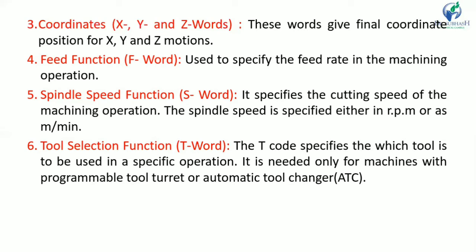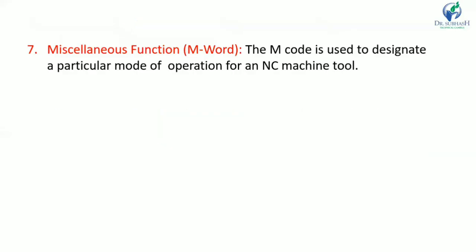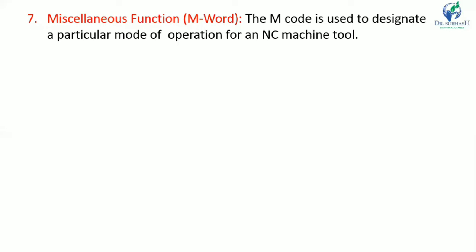Then let us move ahead, and the next one is the miscellaneous function. It is known as the M word. The miscellaneous function word is used to specify certain miscellaneous or auxiliary functions which do not relate to the dimensional movement of the machine.